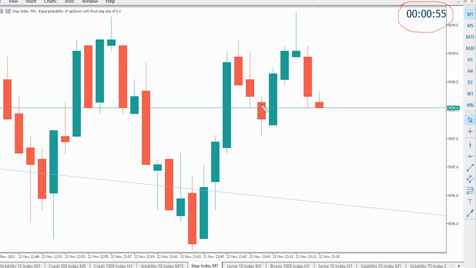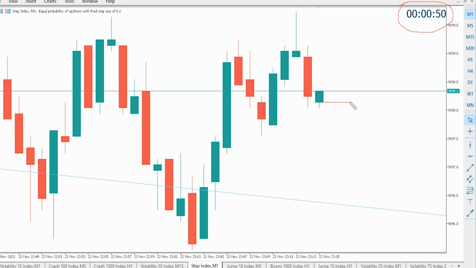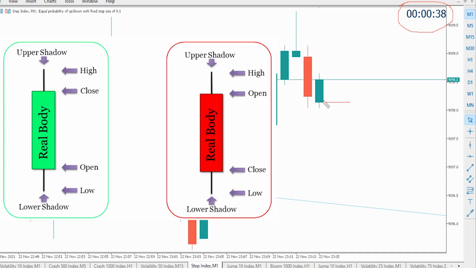Now if you look very well, this is the open of the candlestick, meaning when this candlestick closed, this was the first impact on this candlestick. So that first impact is the open, and as long as this time is still counting, this candle will continue to form until this countdown finishes. So you can see that the open is very unique.